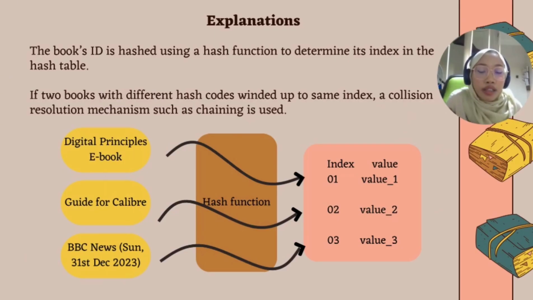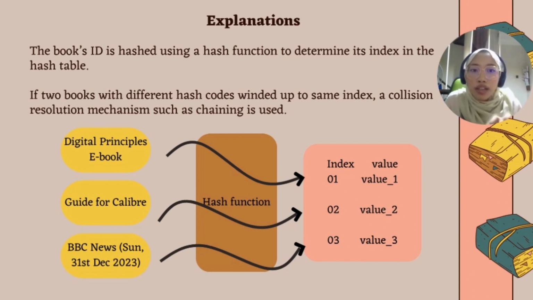I will further explain the hash table for the add book function. The book's ID, in this case 1, is hashed using a hash function to determine its index in the hash table. So we only give the index code for the book given, which is 1. We can see from the diagram that the Digital Principles ebook is also being hashed here. There's a hash function here, so we move on to the hash table.